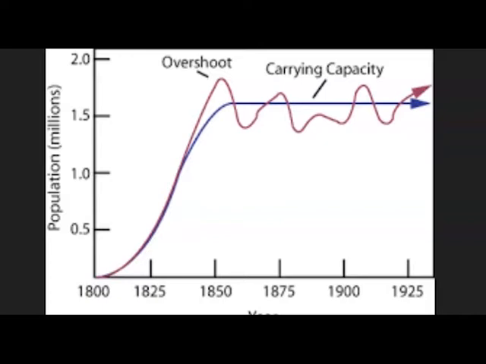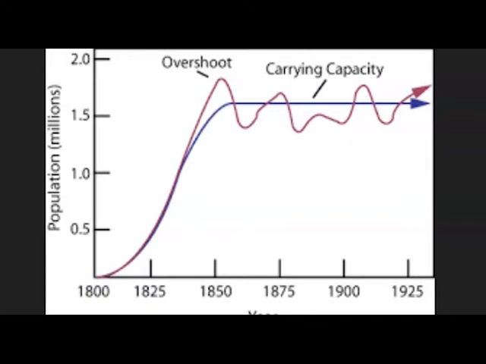You've already seen an image very similar to this when talking about biotic potential when discussing K and R selected species. Carrying capacity is the maximum population size of the species that an environment can sustain indefinitely given the resources of the environment. When a population exceeds its carrying capacity, which can be written as K, overshoot occurs.